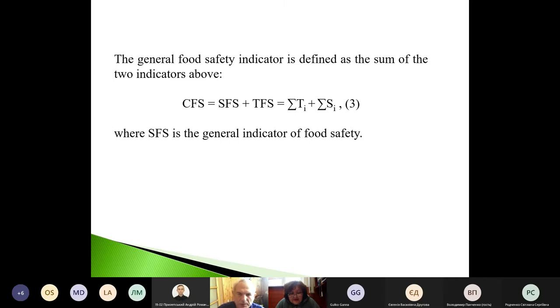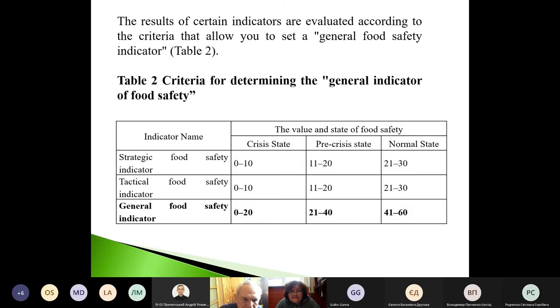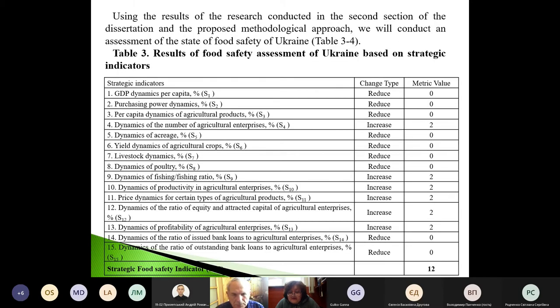And as a result, we can understand the criteria to determine the general indicator of food safety, like a crisis state, pre-crisis state, and normal state. And I think that these criteria can show what kind of food safety we have in Ukraine. And in my next table, I want to show you the result of food safety assessment of Ukraine based on the strategic indicators. And you can see this table.